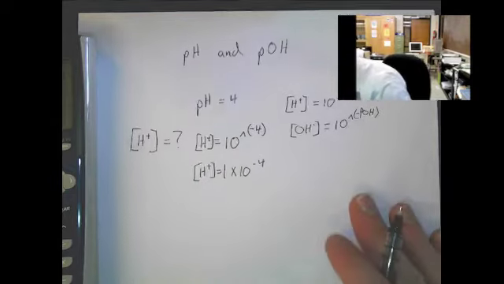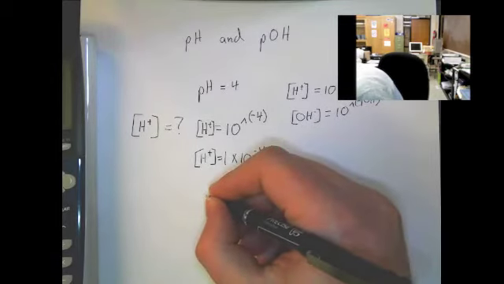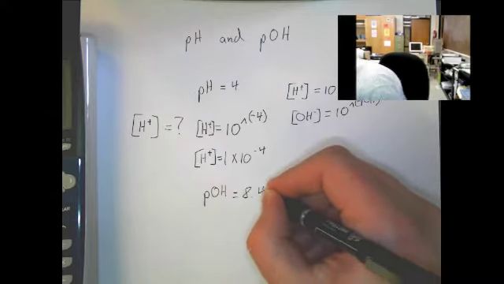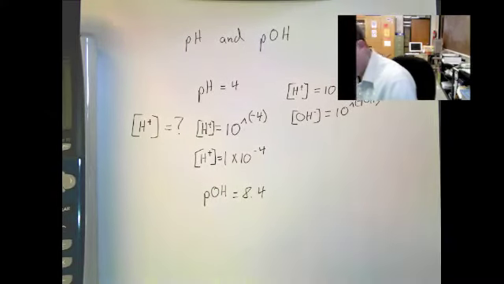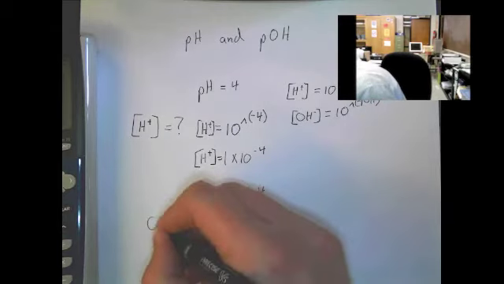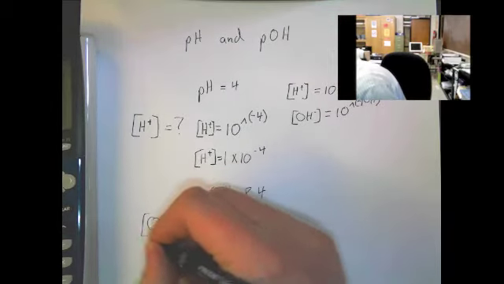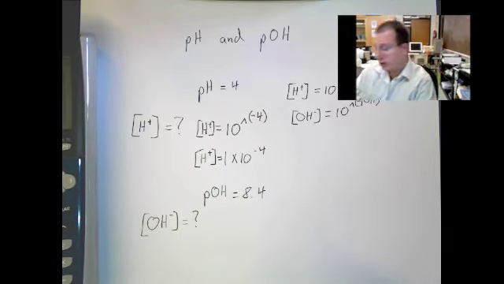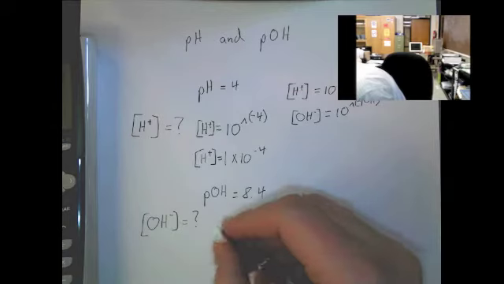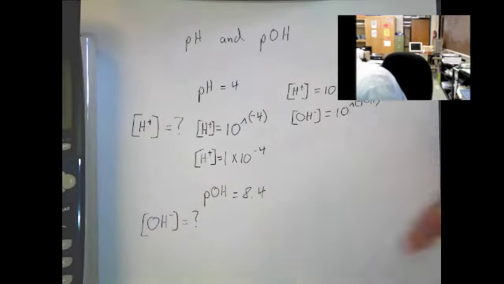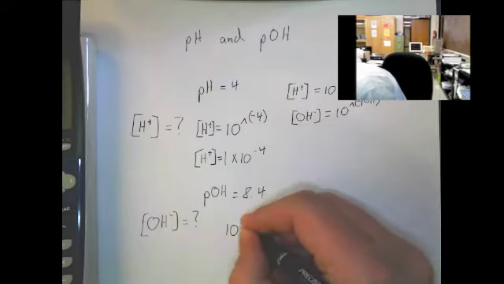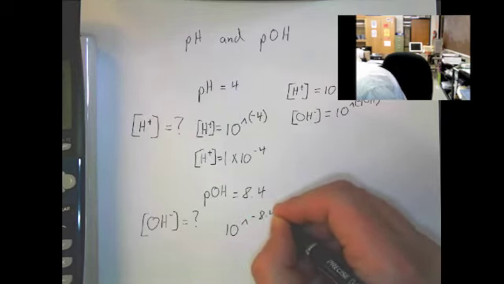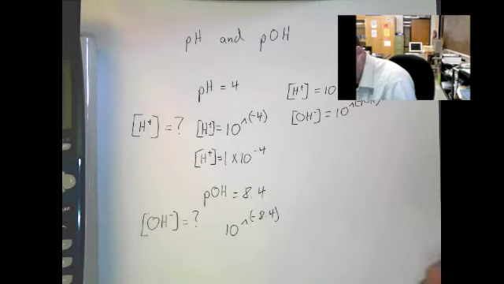So let's instead say that we have a pOH of 8.4, okay? And we want to figure out what is the hydroxide concentration in that solution. So we're going to do that. The way we'll begin, we use this formula just like we did the other one. It's going to be 10 raised to the negative pOH. So it'll be negative 8.4. All this is the anti-log, that's all we're doing.